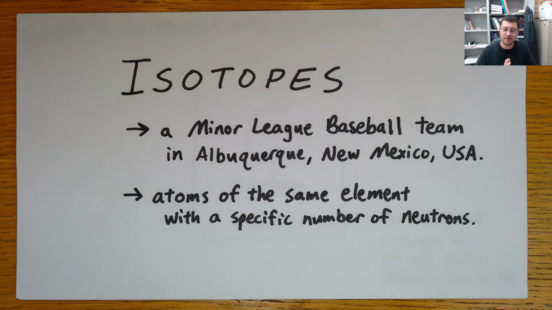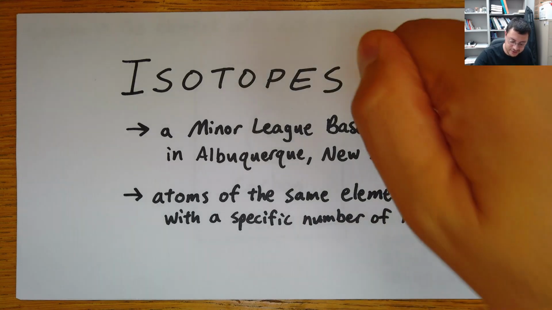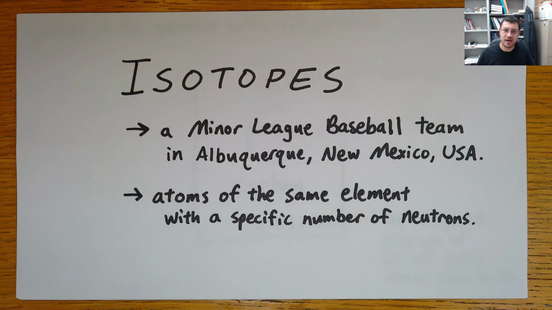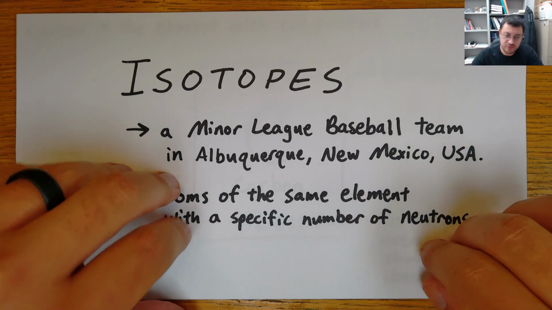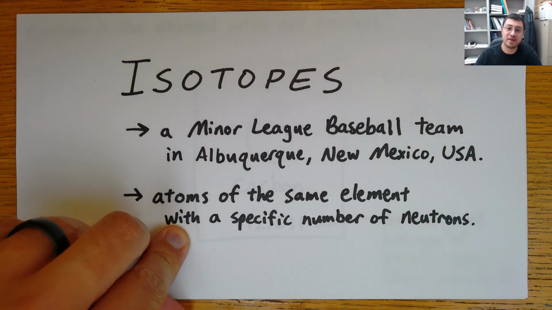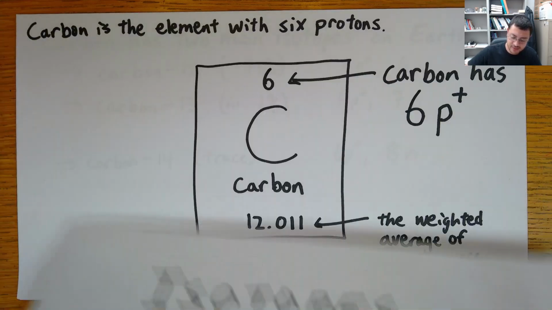Right, so I want to talk about one of my favorite topics, which is isotopes. Isotopes, aside from being the name of a baseball team, is a term for when you're talking about a collection of atoms, all of the same element, but with a specific number of neutrons. This will make more sense as you see the math of what's going on.